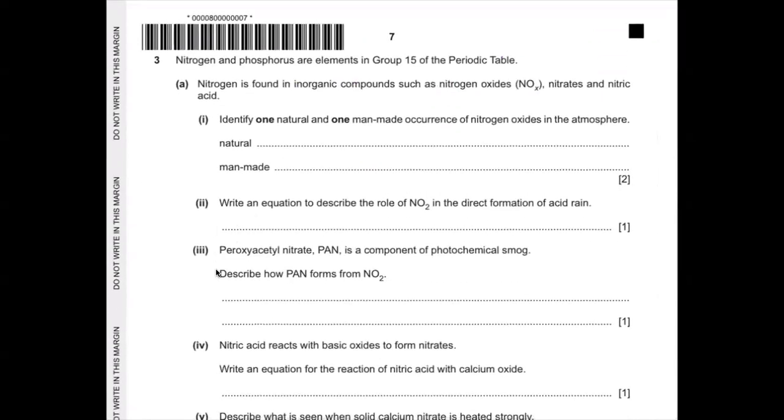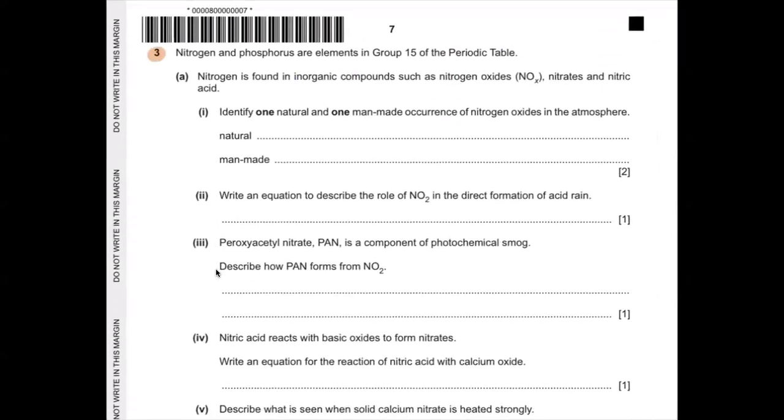Okay. Now, question number 3. Nitrogen and phosphorus are the elements in group 15 of the periodic table. Nitrogen is found in inorganic compounds such as nitrogen oxides, nitrates, and nitric acid. Identify one natural and one man-made occurrence of nitrogen oxides in the atmosphere. So in the atmosphere, the natural occurrence of nitrogen oxide is due to lightning in the skies during thunderstorms, and the man-made is due to the internal combustion engine.